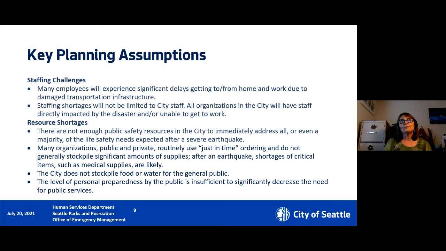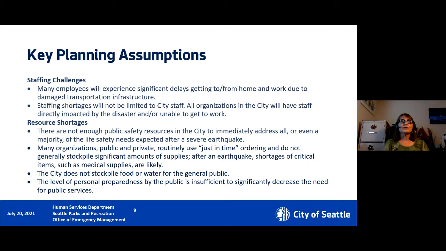The following planning assumptions are a few that I've taken from the city's Earthquake Incident Annex, which is available on the city's website. The assumptions on this slide and the next one will all have an impact on shelter, food availability, and other resources needed by the community. So let's start with staffing challenges.